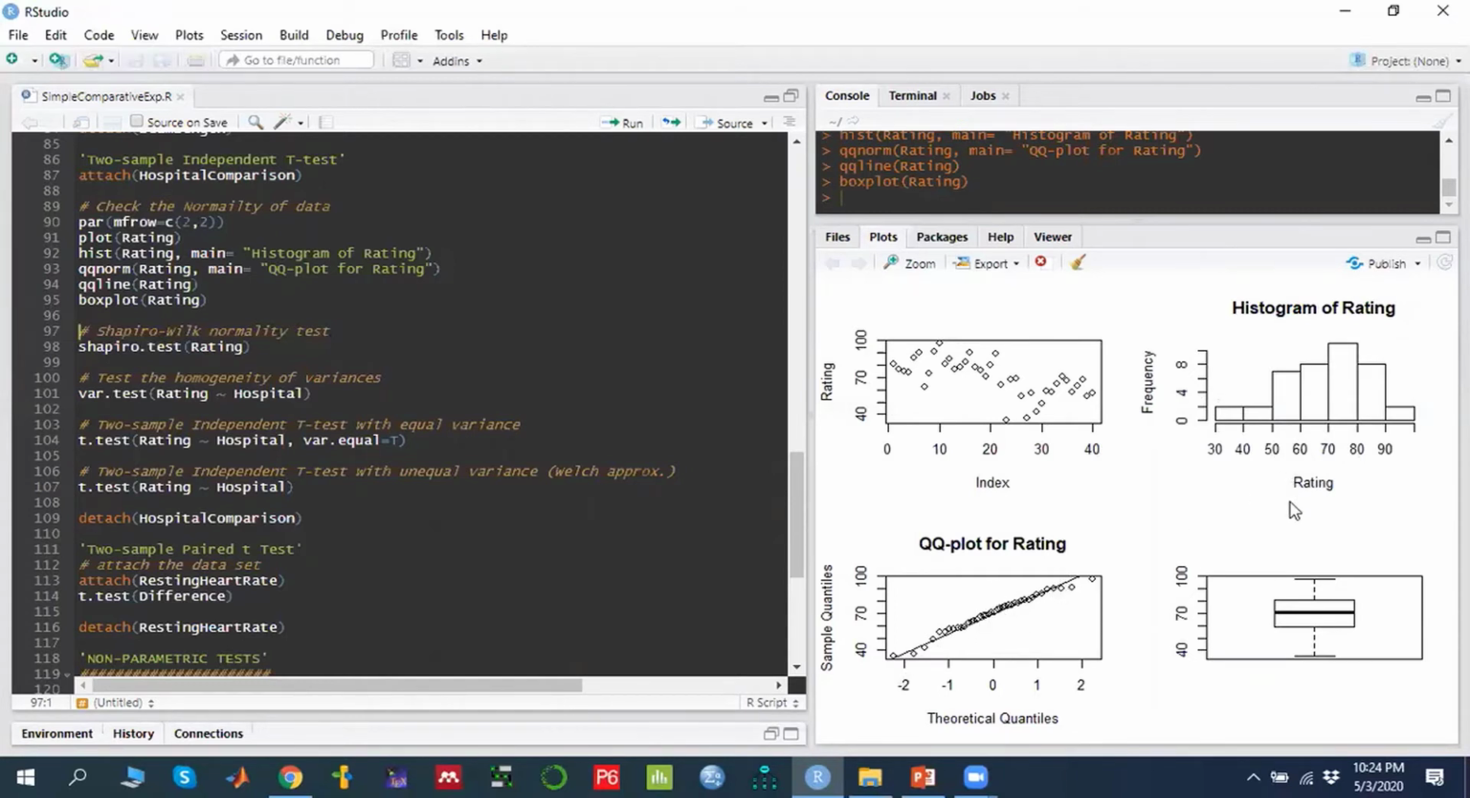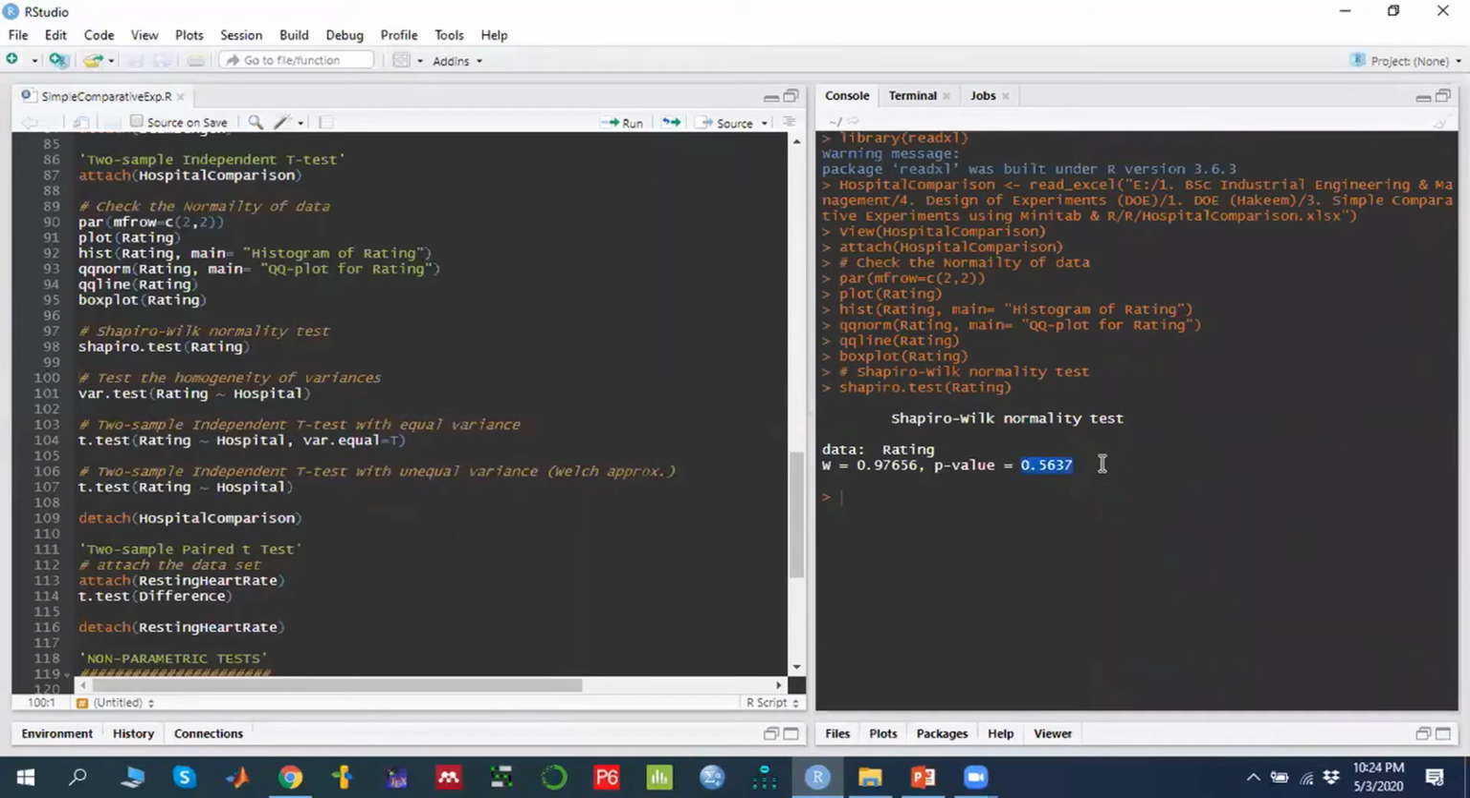As I told you in the previous videos, we have some sophisticated tests to check the normality, like the Anderson-Darling test, the Kolmogorov test, and the Shapiro test. We can apply this test on the variable called rating, which is a numerical variable. If I run this test, I can see the result that the p-value is 0.56, which indicates accept H0.